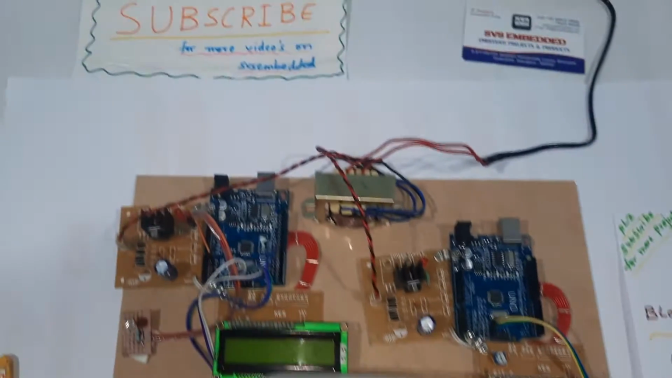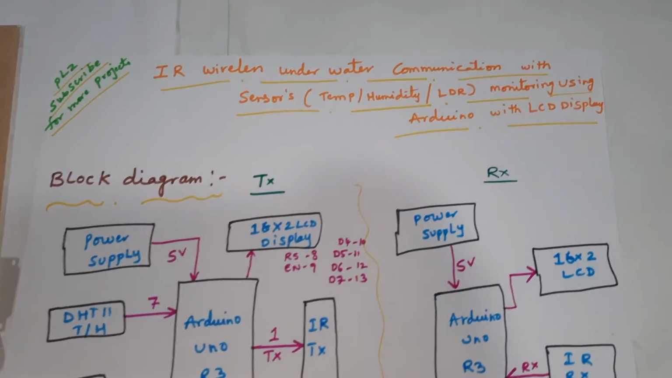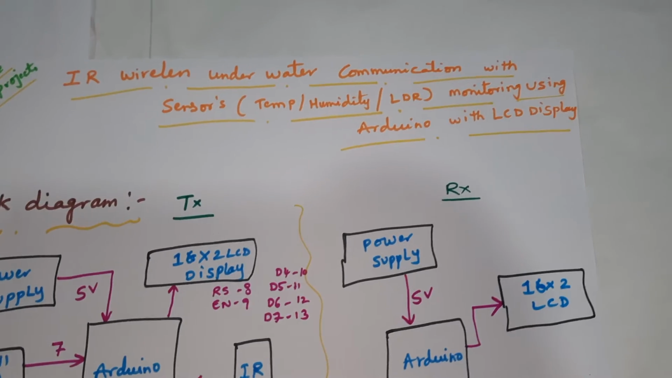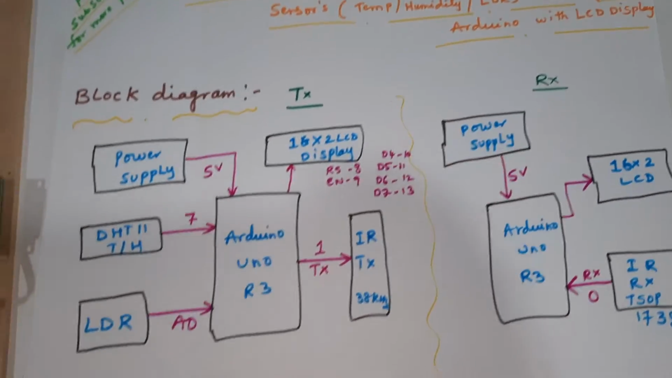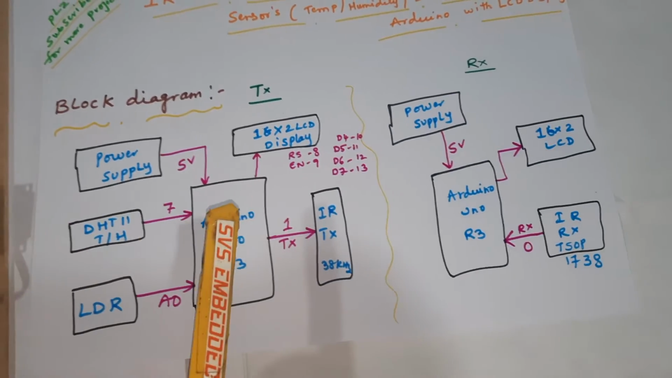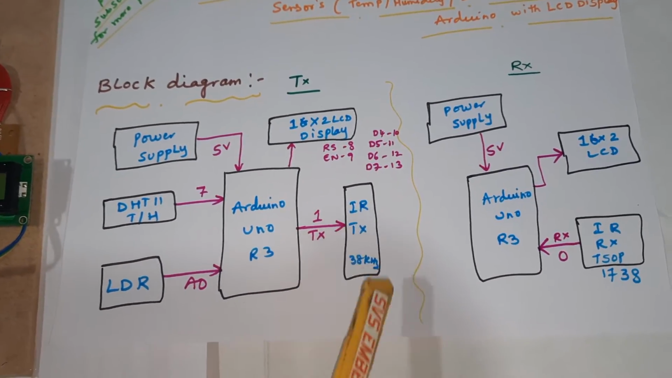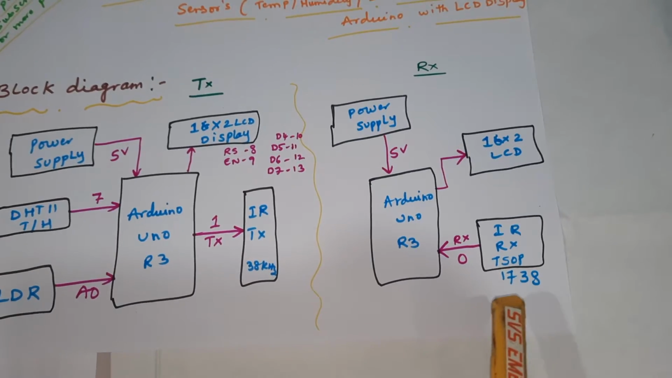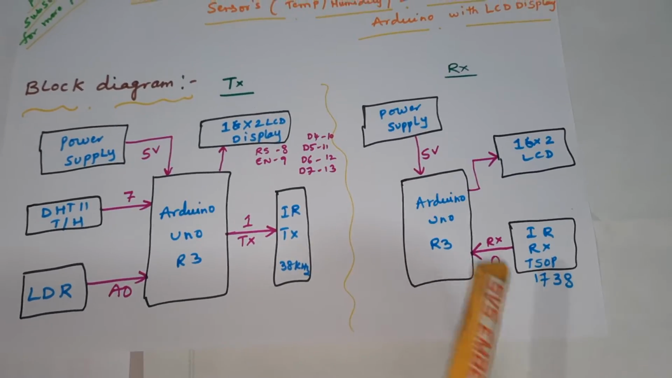The project title is IR Wireless Underwater Communication with Sensors, Temperature, Humidity, LDR Monitoring using Arduino with LCD display. Here we are using a transmitter module as well as a receiver module. The transmitter is a 38 kHz IR transmitter, and the receiver is a TSOP1738, 38 kHz receiver module.